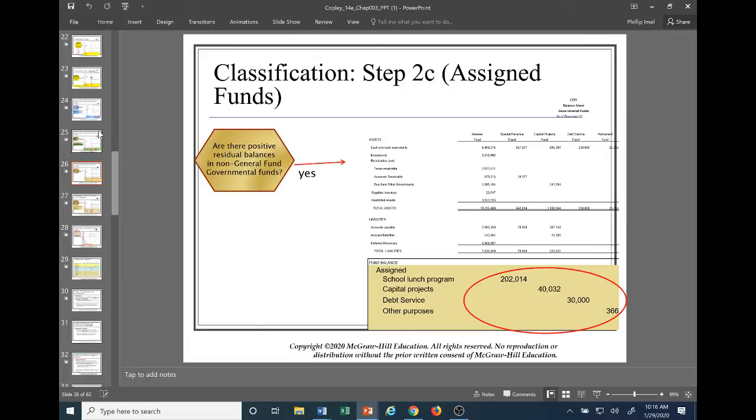So if there are any positive residual balances, what do we have to do? We have to assign them, right? So we're going to go through and assign them. And once again, we're making the assumption. So they're going to assign the school lunch program in special revenue. Capital projects is in the capital projects, obviously. Debt service, and other purposes. We just have it in the permanent fund here. So they're just assigning it within those funds, so they don't have to kick it back to the general fund as unassigned.